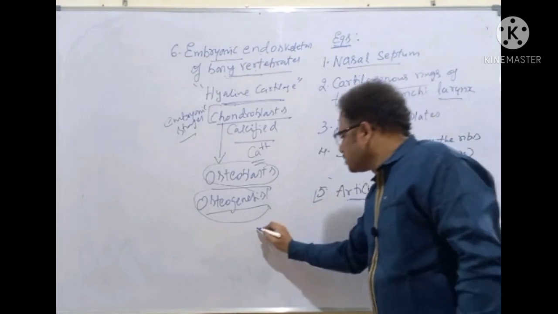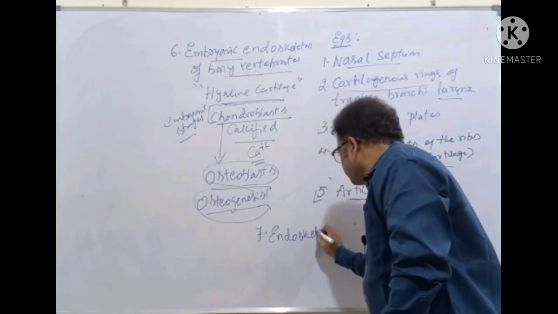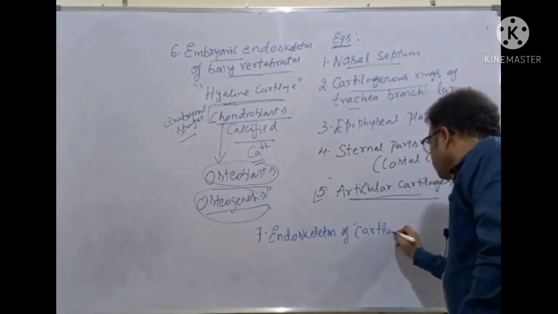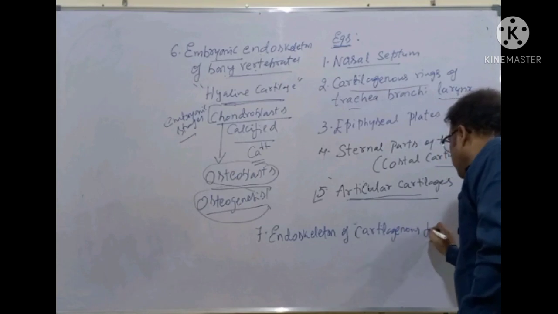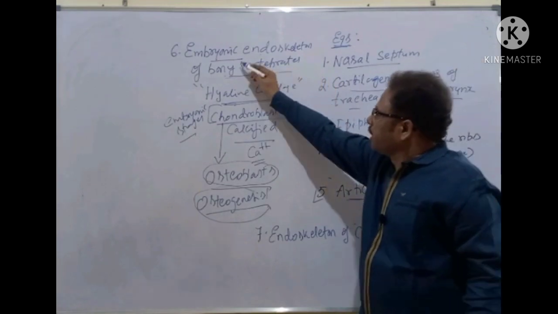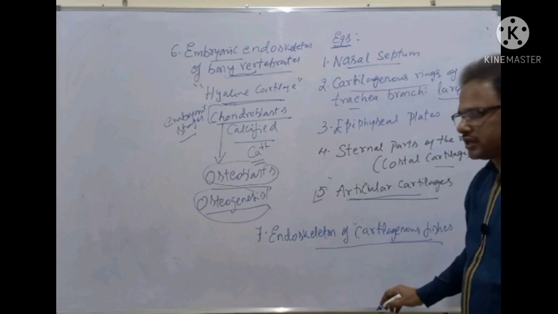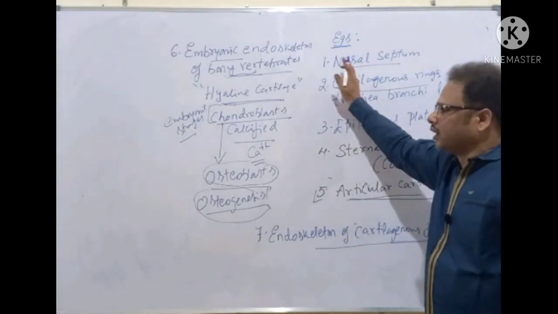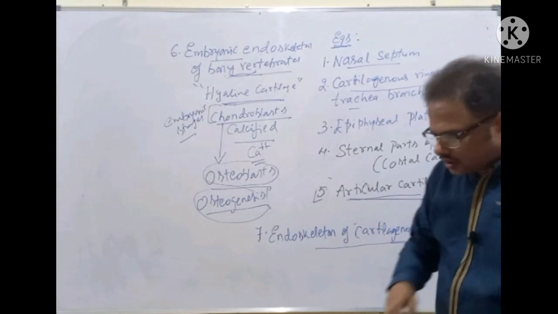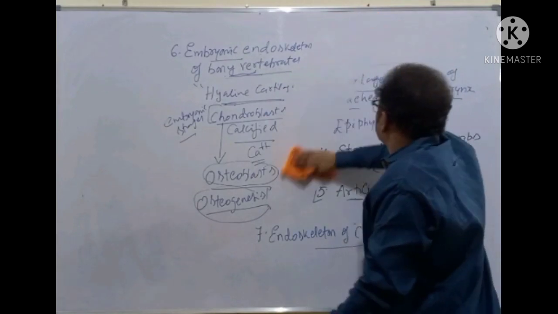Clear, students? Next one is the endoskeleton of cartilaginous fishes. The endoskeleton of cartilaginous fishes also contains hyaline cartilage. So the embryonic endoskeleton of bony vertebrates, and the endoskeleton of the cartilaginous fishes and cyclostomes, all contain hyaline cartilage. Now these are the various examples of hyaline cartilage. The second type of cartilage let's discuss now, that's called the elastic cartilage.